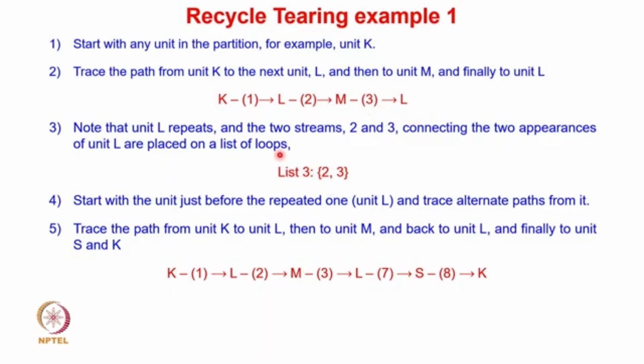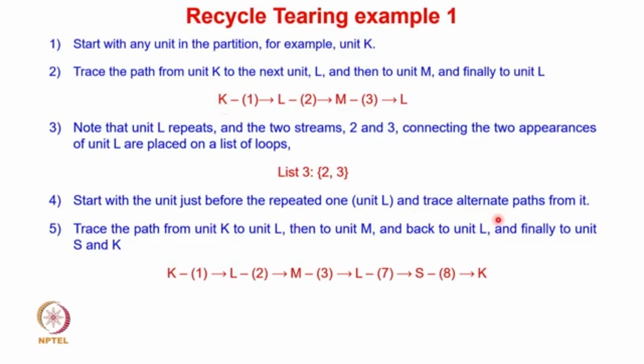So in list 3, we are making another list which is counting the loops here. So we are having the loop between 2 and 3. So that is represented in the curly bracket here. 2 to 3 is a loop. Okay. So start with the unit just before. So we have looped this unit L here, isn't it? So this 2 to 3 we have looped it, isn't it? So now again we are starting with the unit before the repeating unit. So L is the repeating unit, so we have to start with K.